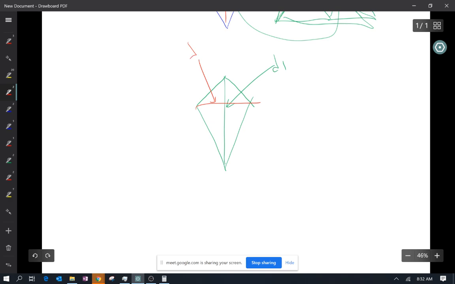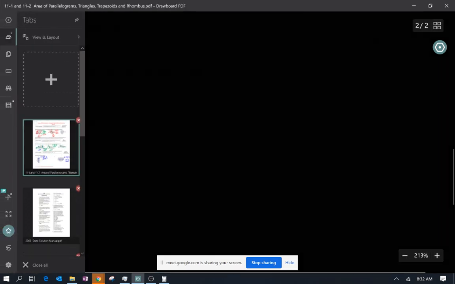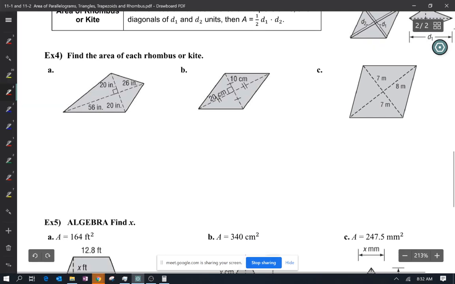This is diagonal 2. And you just do d1 times d2 over 2. Pretty easy. And sometimes they're going to hide a Pythagorean theorem in here. You'll see in a few minutes. All right. Example A. Find the area of this rhombus or kite.